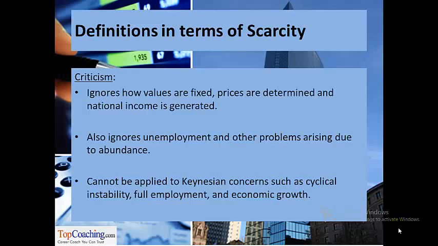The definition of economics in terms of scarcity allowed a potentially broader field of study, but it too has its critics. It is most amenable to those who consider economics a pure science, but others object that it reduces economics merely to a valuation theory. It ignores how values are fixed, prices are determined, and national income is generated. It also ignores unemployment and other problems arising due to abundance. This definition cannot apply to such Keynesian concepts as cyclic instability, full employment, and economic growth.